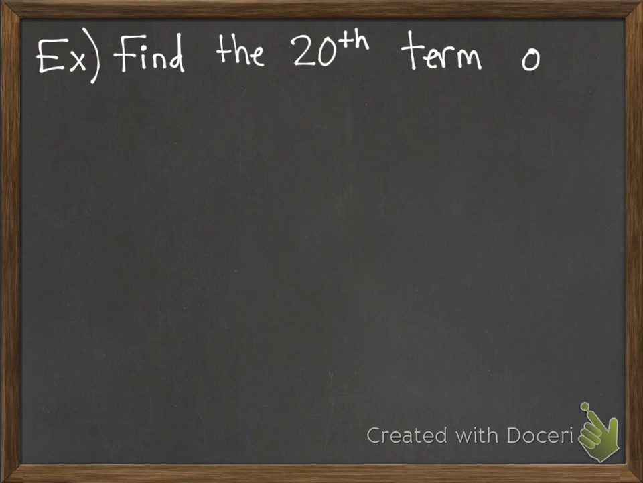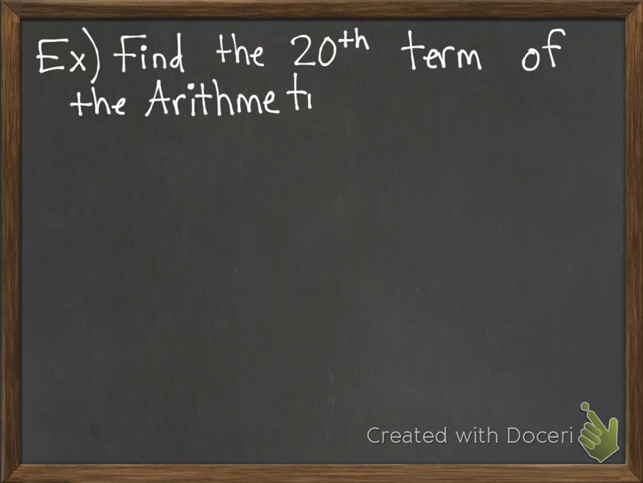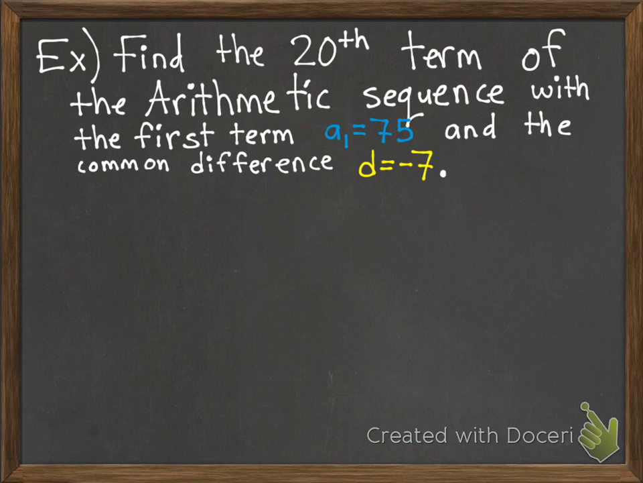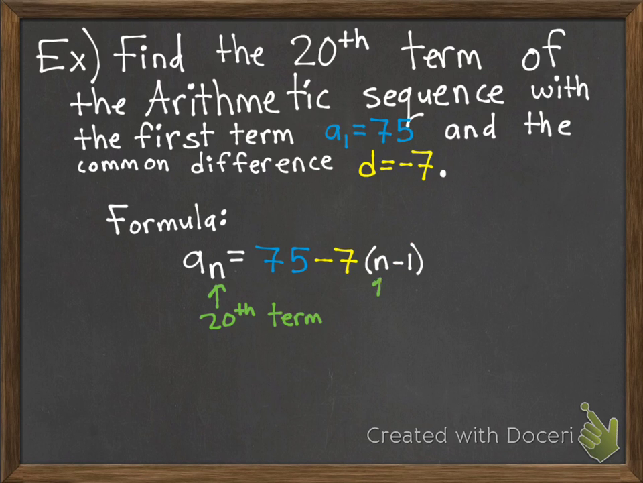Here's another example. If I want to find the 20th term of an arithmetic sequence, and all I know is the first term and the common difference, I can create the formula and then just plug in 20 to find the 20th term. In this case, our first term is 75, and our common difference is minus 7. That means we would start at 75 and subtract 7 each time.